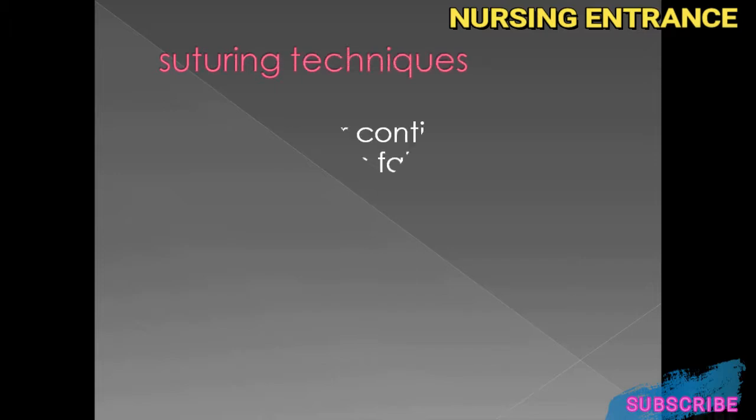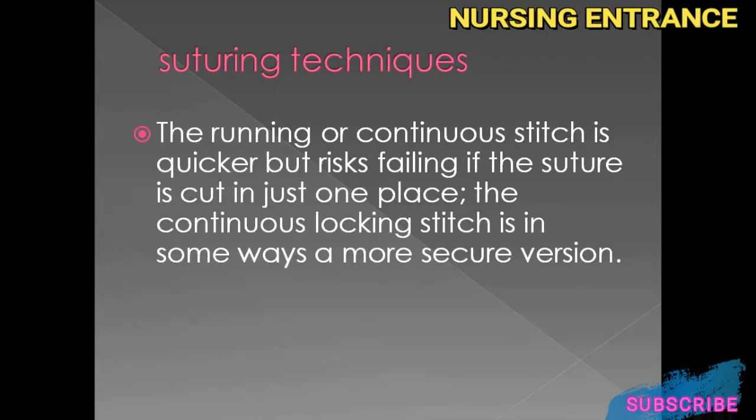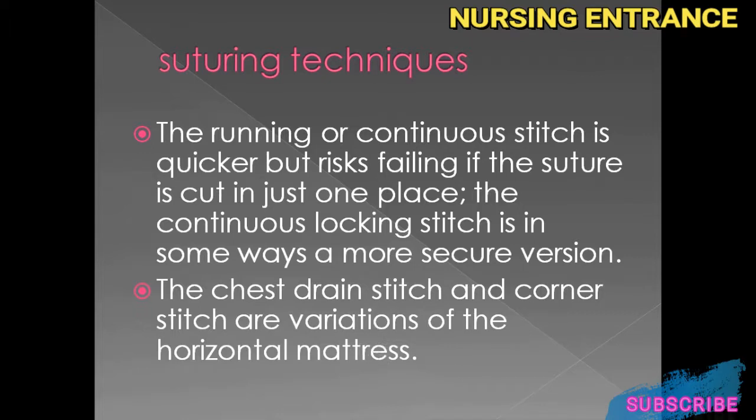Suturing techniques. The running or continuous stitch is quicker but risks failing if the suture is cut in just one place. The continuous locking stitch is in some ways a more secure version. The chest drain stitch and corner stitch are variations of the horizontal mattress.